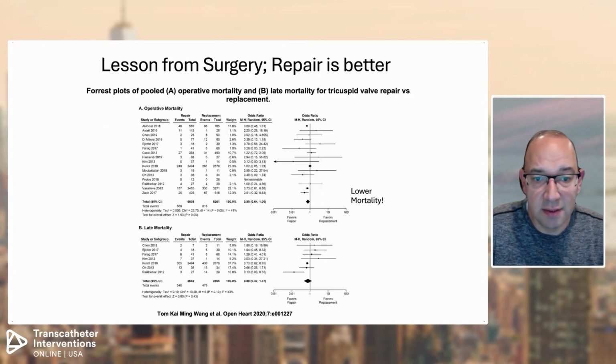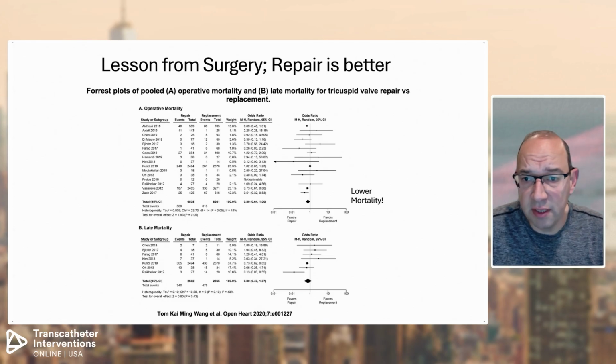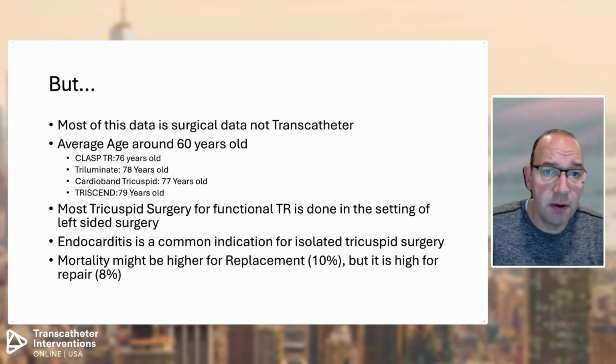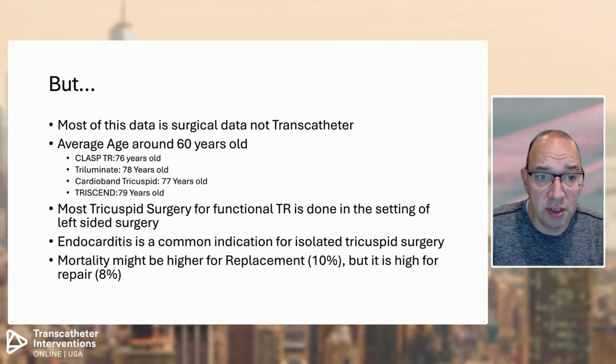What we have learned from surgery is that repair is better. This is a meta-analysis showing that repairing the tricuspid valve is better than replacing it. However, there are multiple caveats. One, the patient population that was studied is younger compared to most of our transcatheter tricuspid intervention patients. Most tricuspid surgery is done in the setting of left-sided surgery. Rarely is primary, secondary, or functional TR operated on in isolation.